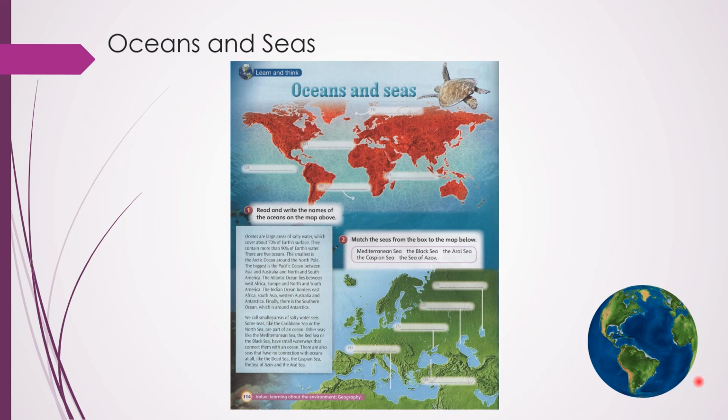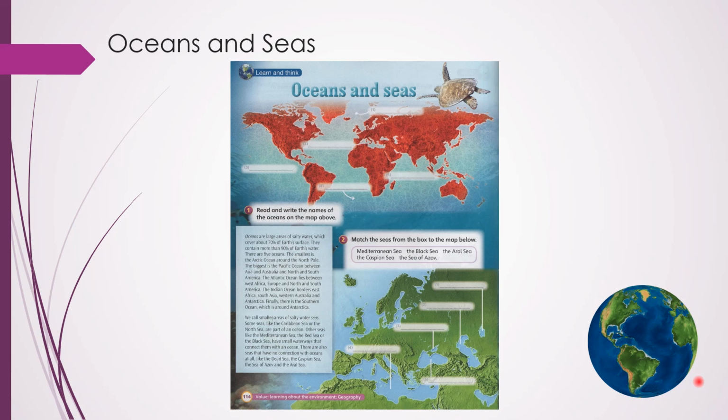Oceans are large areas of salty water, which cover about 70% of Earth's surface. They contain more than 90% of Earth's water. There are 5 oceans. The smallest is the Arctic Ocean around the North Pole. The biggest is the Pacific Ocean between Asia and Australia, and North and South America.